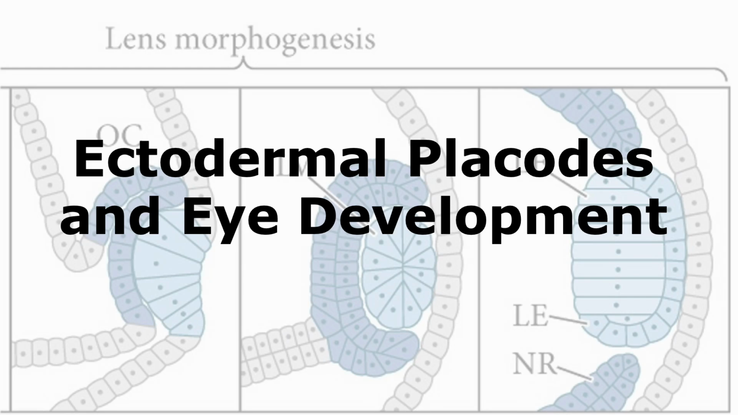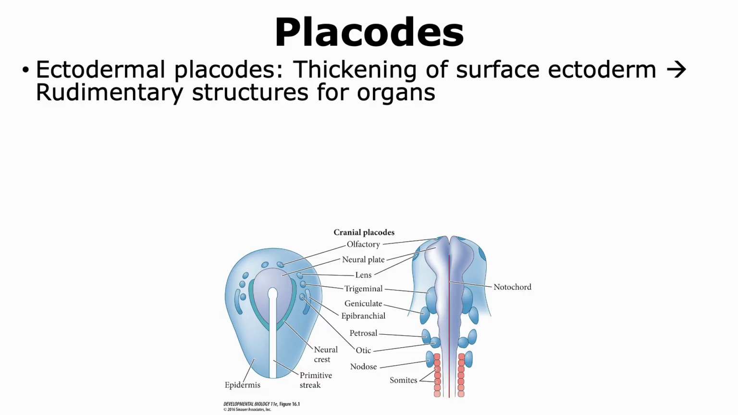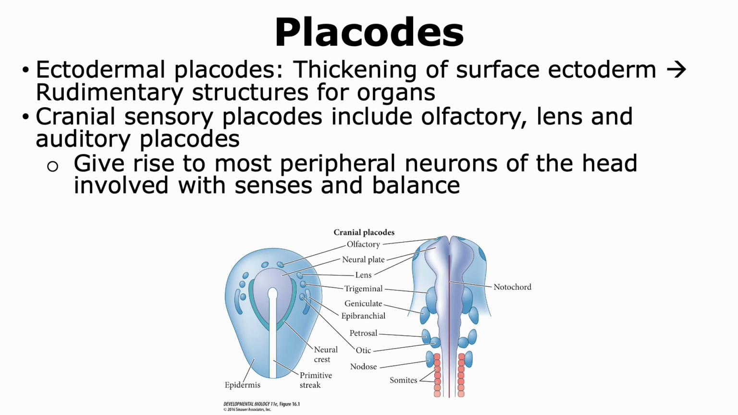In this chapter, we're going to look at ectodermal placodes and epidermis. Ectodermal placodes are thickenings of the surface ectoderm. They form rudimentary structures from which organs can develop.